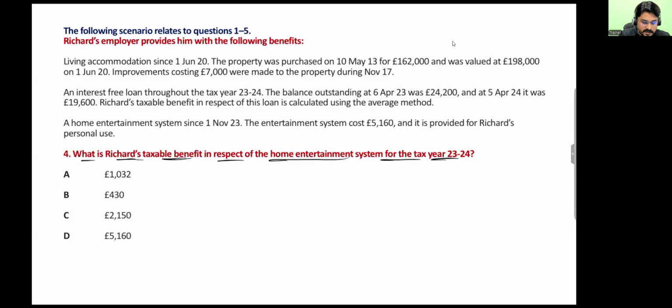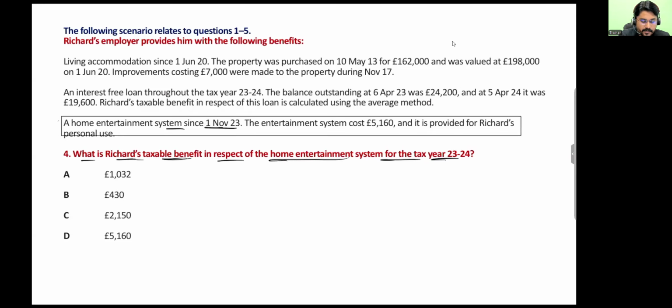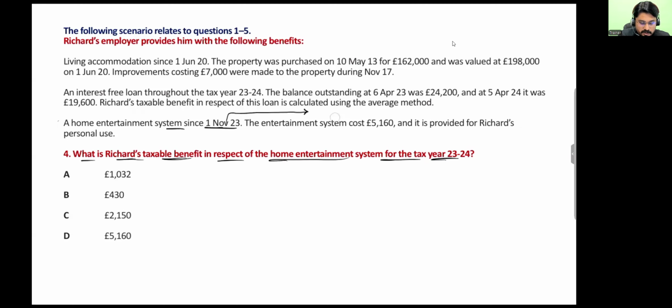A home entertainment system since 1st November 23. 1st November 23 is a date during the fiscal year, and the fiscal year will end on 5th April 24. If an asset is provided on this date, for how many months would the employee be using it? The months of November, December, January, February, March 24. So in fact, a 5 month time period is involved.